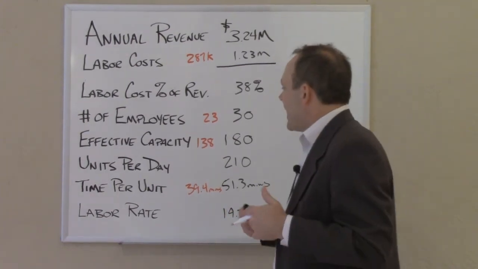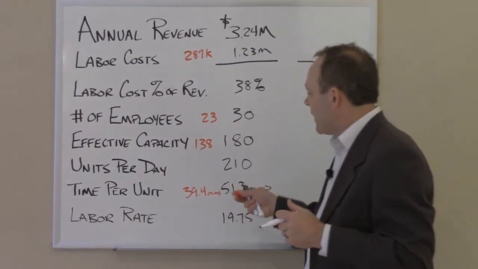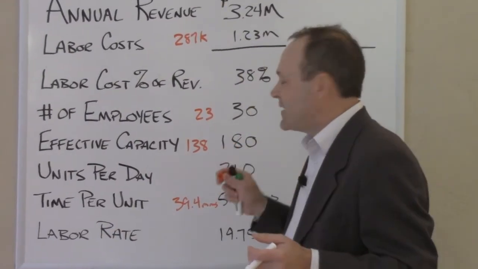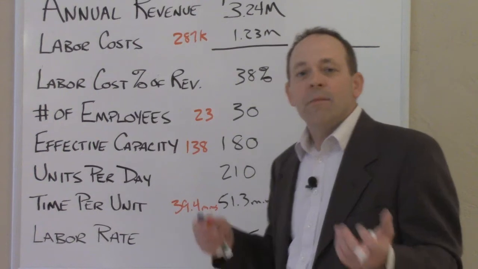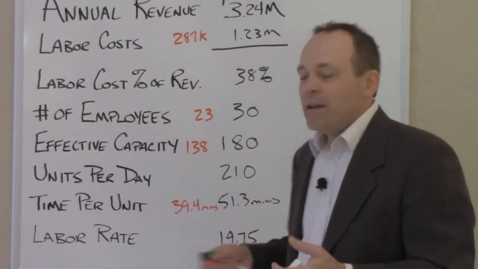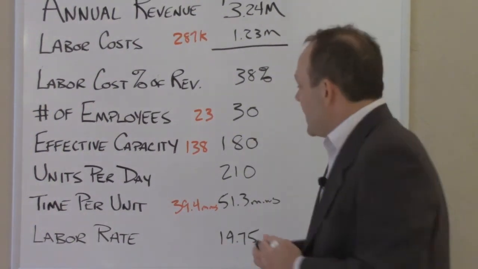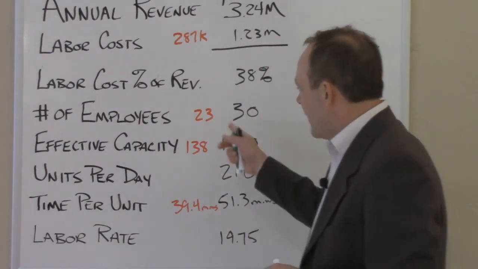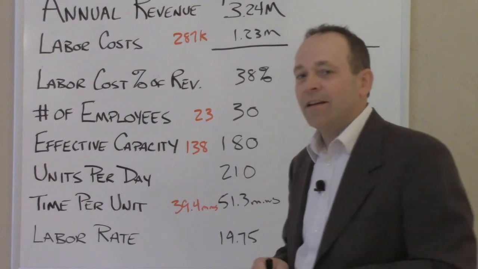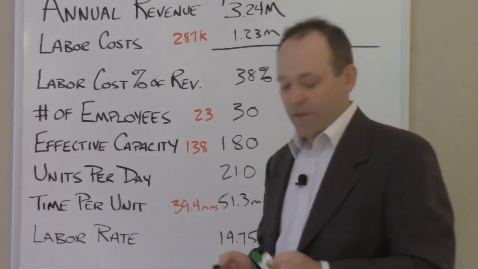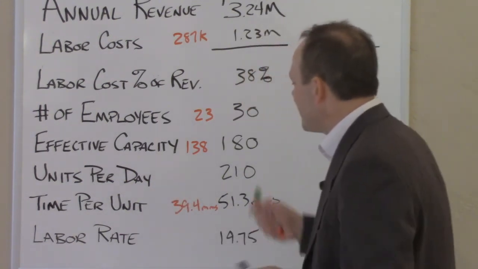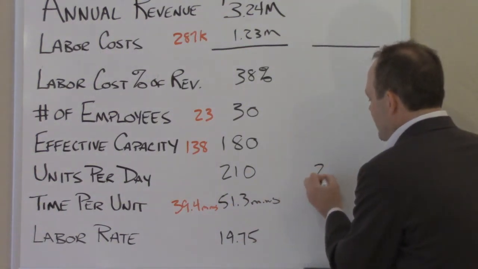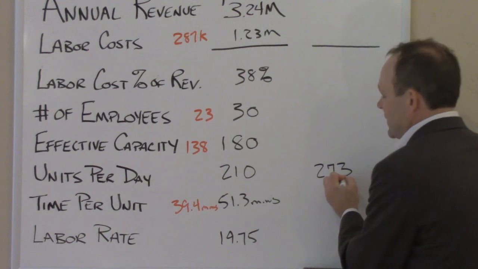Now let's take a step back and look at it a little bit differently. If I'm growing, which is what we all want to do in organizations, I can say I've got 7 people that I can use to produce more output. So how much more output can they produce? If I take the 39.4 minutes per unit and run that into the effective capacity of 42 hours that's available via those 7 people, I find out that I can produce 63 more units per day. So now I can produce a total of 273 units.